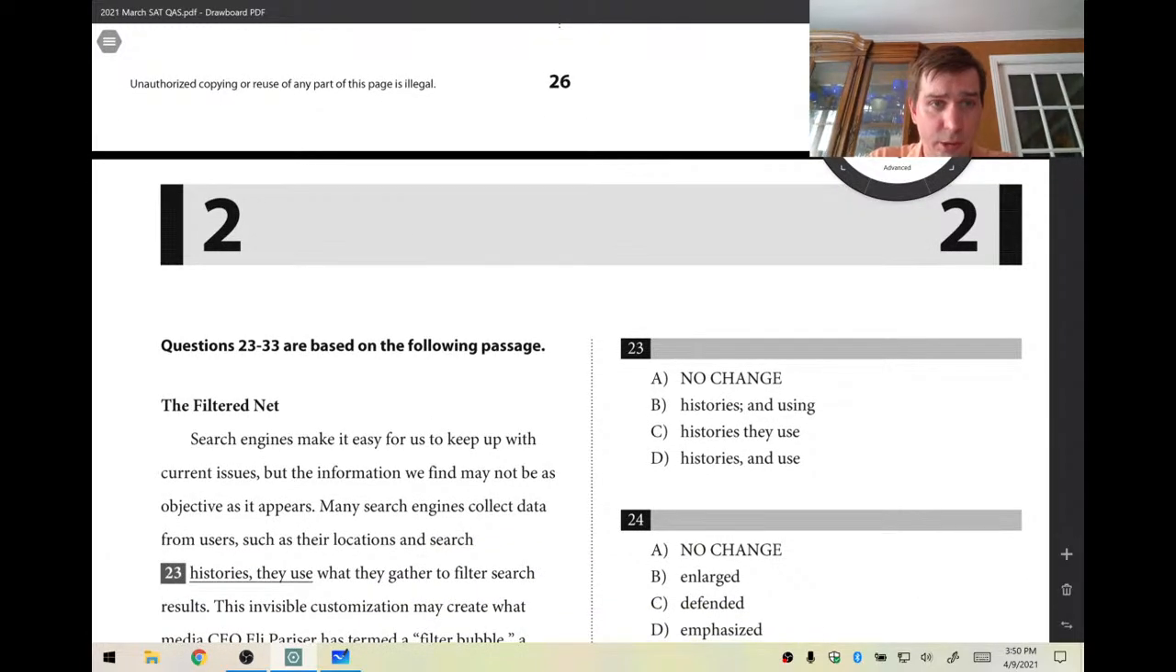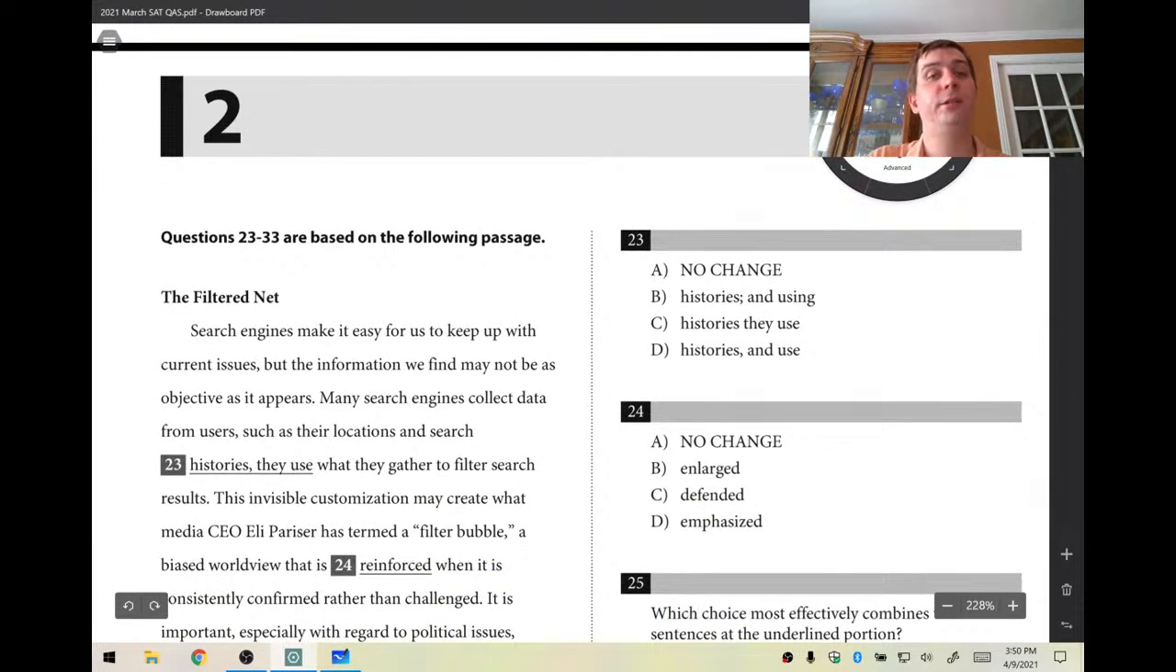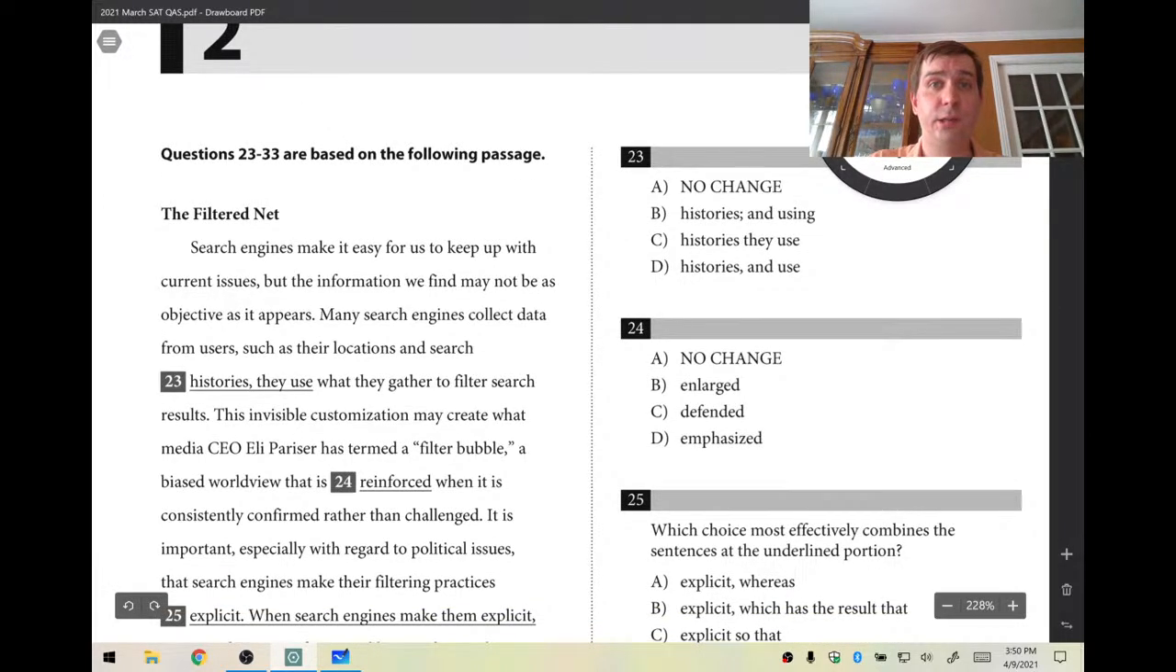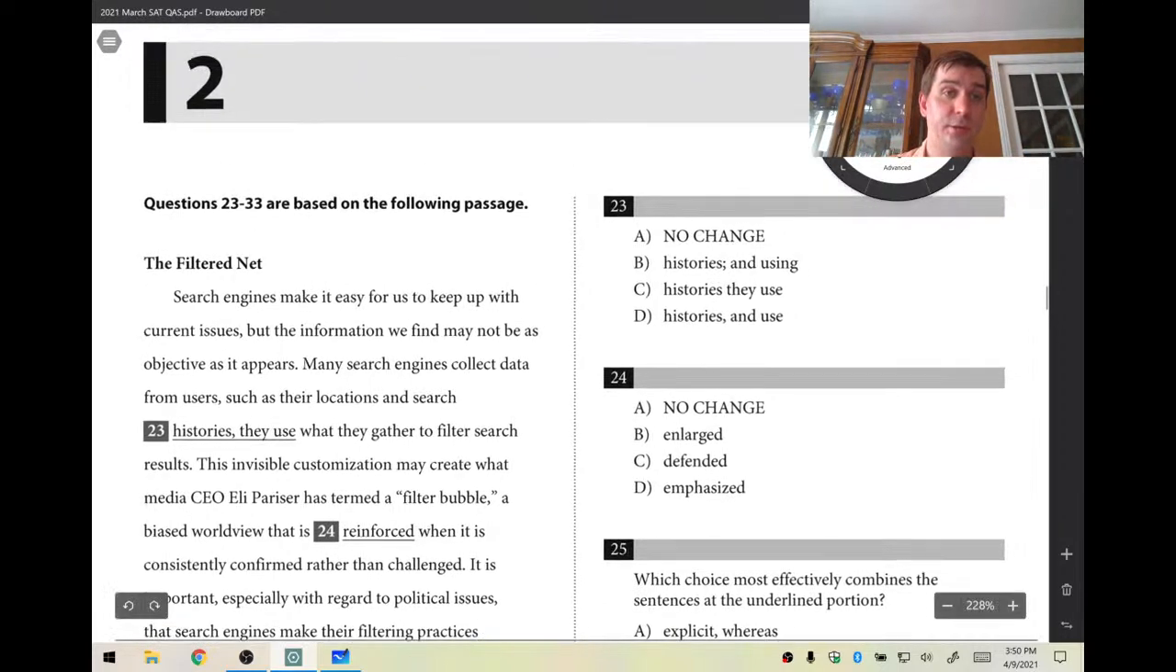23. Okay, so we are on to the next passage now. This next passage is called The Filtered Net. I'm going to read the first sentence, question 23. Many search engines collect data from users such as their locations and search histories, comma. They use what they gather to filter search results.